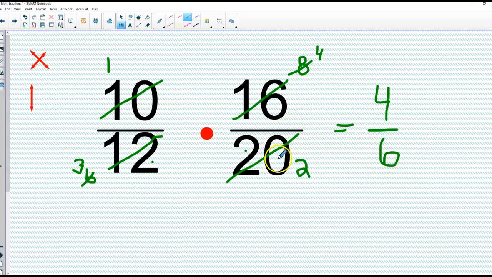So let's look back here for a second. When I reduced diagonally, I forgot to look up and down. So 1 and 3 can't be reduced, but 4 and 2, I probably could have divided those by 2, and then this would have been smaller.